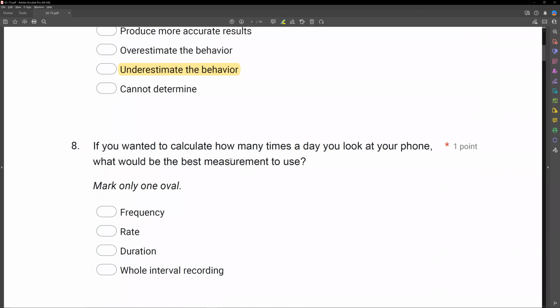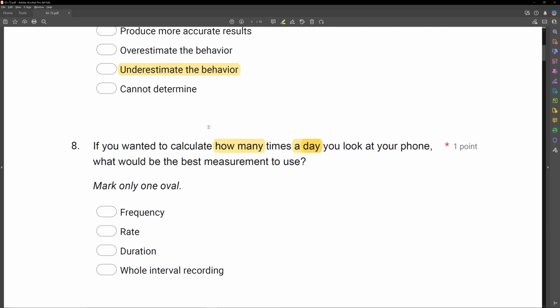If you wanted to calculate how many times a day you look at your phone, what will be the best measurement to use? Okay. Measurement question. We want to calculate how many times a day you look at your phone. So how many signals what to you? Well, that's just signal frequency, just a count, right? I use my phone 10 times. But we want to find how many times a day you look at your phone. So now we have a time component.